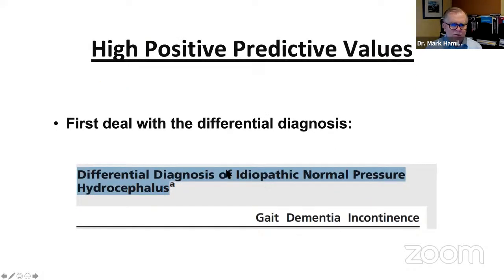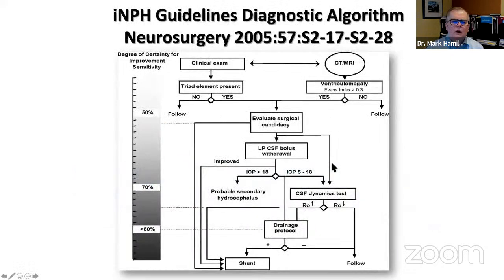Well, first you have to deal with the differential diagnosis. You'd be crazy to start shunting people who have clear-cut Alzheimer's disease or frontotemporal dementia. You have to have a careful process to select patients. That just makes common sense. And there are guidelines. These are the international guidelines. They have been available since 2005. So that's over 16 years.